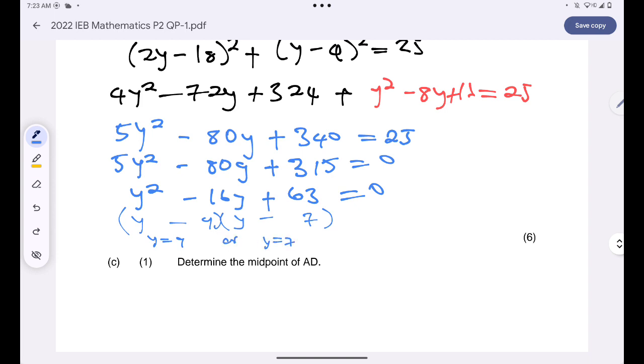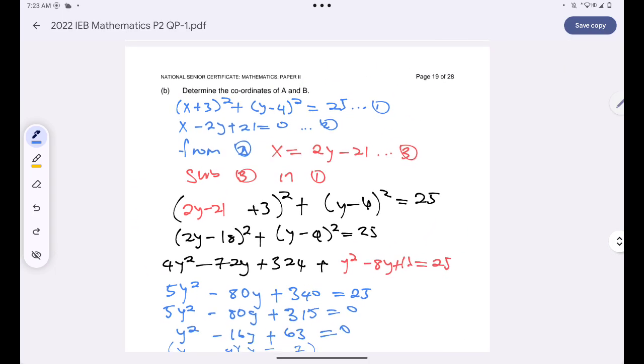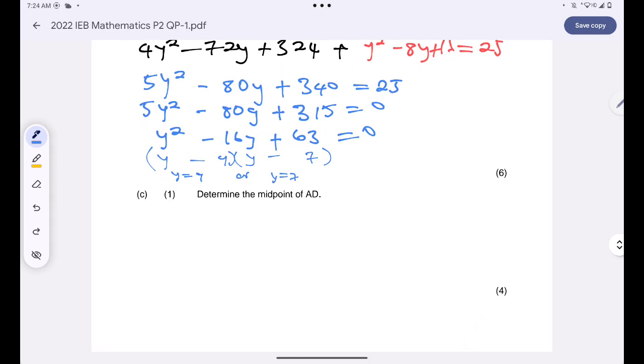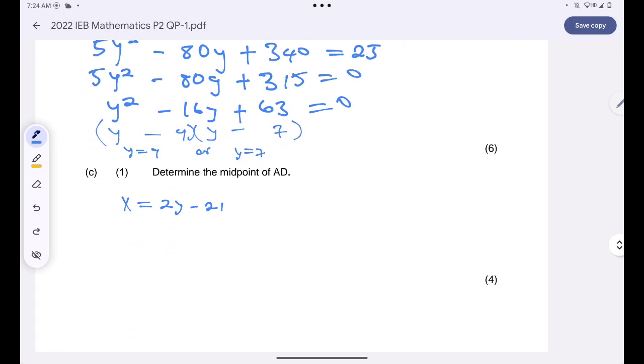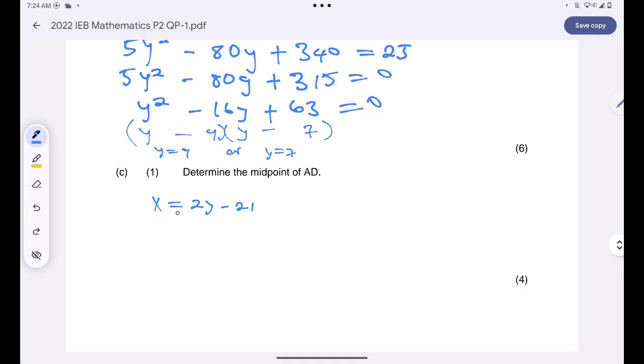Now I do know the value of y. I just need to go and find the corresponding x values. Remember that I had my equation 3. It says x is equal to 2y minus 21, if I'm not mistaken. So when y is 9, x will be 18 minus 21. I believe that will give me negative 3. 18 minus 21, yeah, that's negative 3.